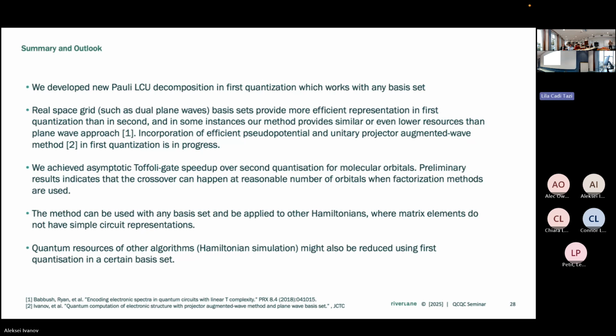And yes, we achieved an asymptotic Toffoli gate speedup over second quantization of molecular orbitals, but it was a bit unfortunate that for interesting systems, the crossover was too far. But I must say this is not a state-of-the-art algorithm. What we did was just the so-called sparse quantization. What people do is apply some factorization method to the two-body term, for example using resolution of identity, Cholesky decomposition, then tensor hypercontraction.